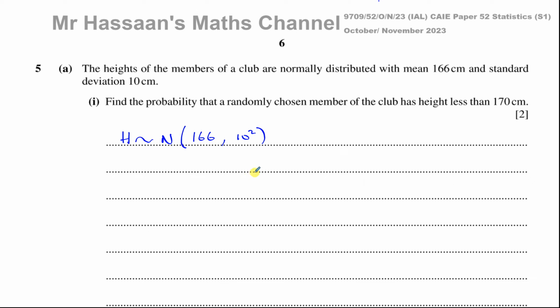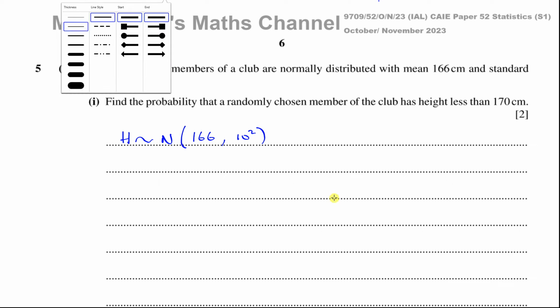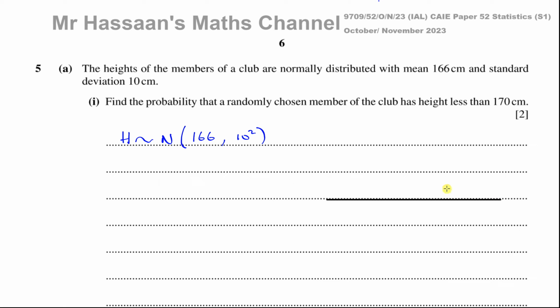Okay, so I always like to visualize this by drawing the normal distribution curve. The heights are normally distributed, so it's going to have a bell shape, a kind of symmetrical curve. So just do a little sketch of that first. Symmetrical, so somewhere about there would be the median. So the median or the mean is 166.